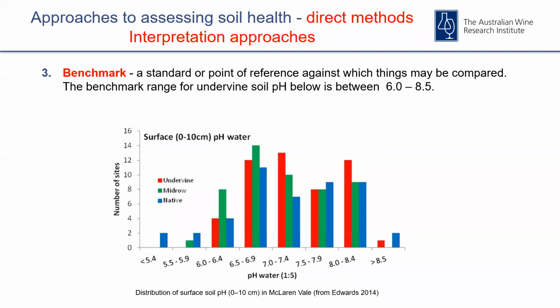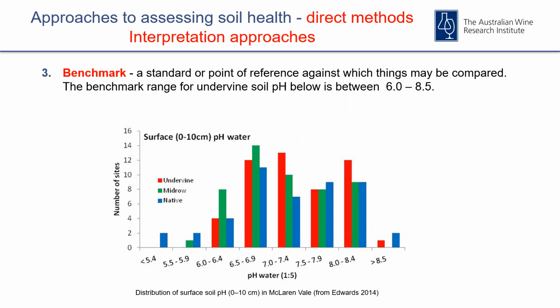The last one, which is used quite a bit too, is a benchmark. A benchmark is a standard or point of reference against which things can be compared. I've got an example here taken from work done by Jackie Edwards and Ian Porter out of McLaren Vale, looking at soil pH under vine. You can see there's quite a range, as this is looking at many sites within McLaren Vale.